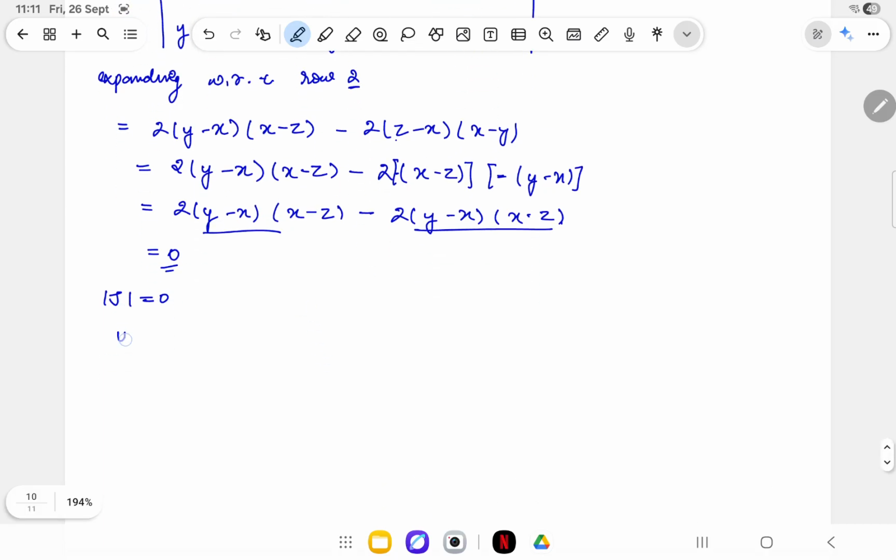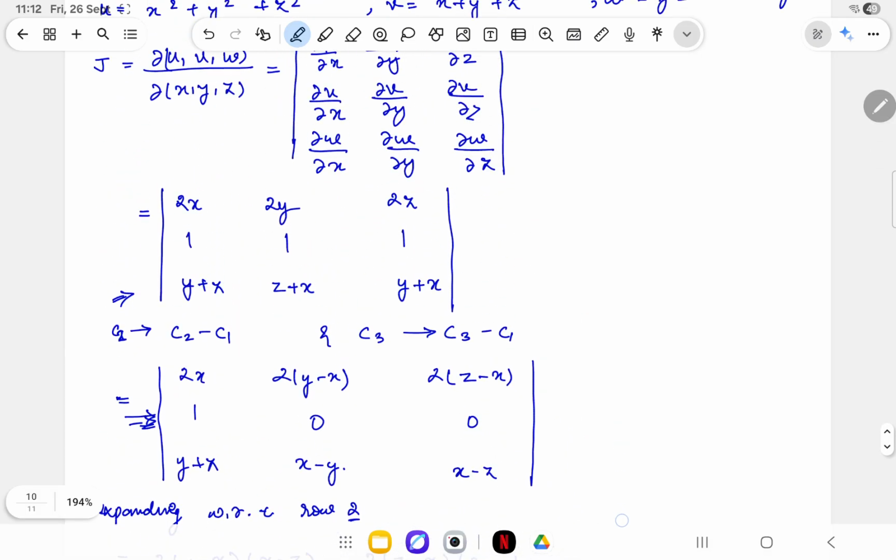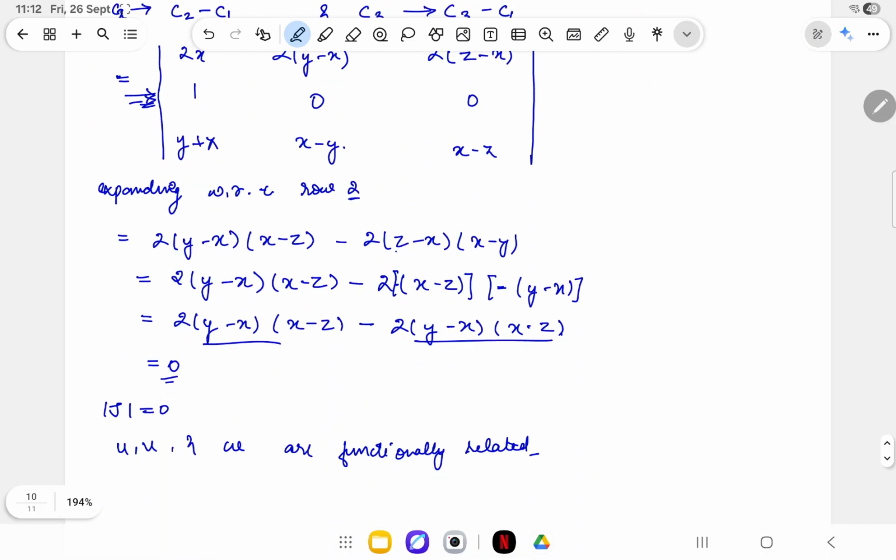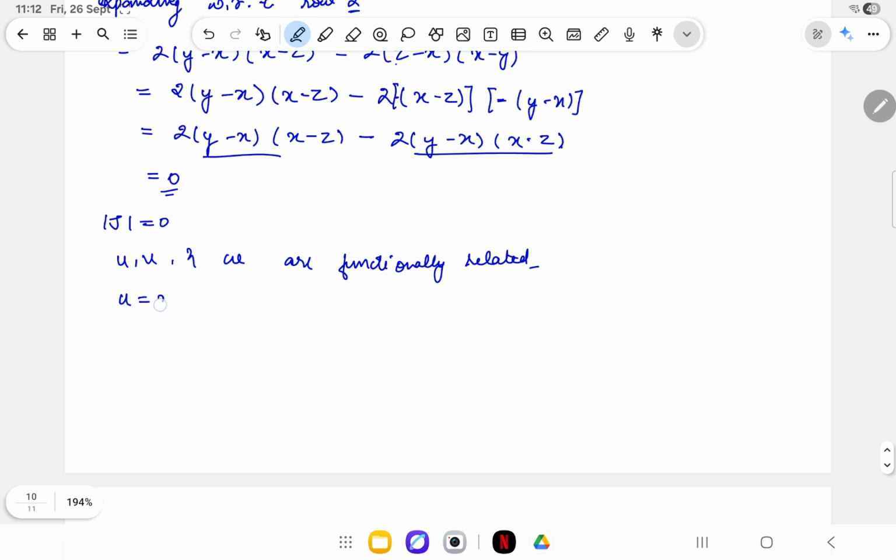So we can say that u, v and w are functionally related. Now let's see what our u, v and w are. My u is basically x square plus y square plus z square, v is x plus y plus z, and w is xy plus yz plus zx.